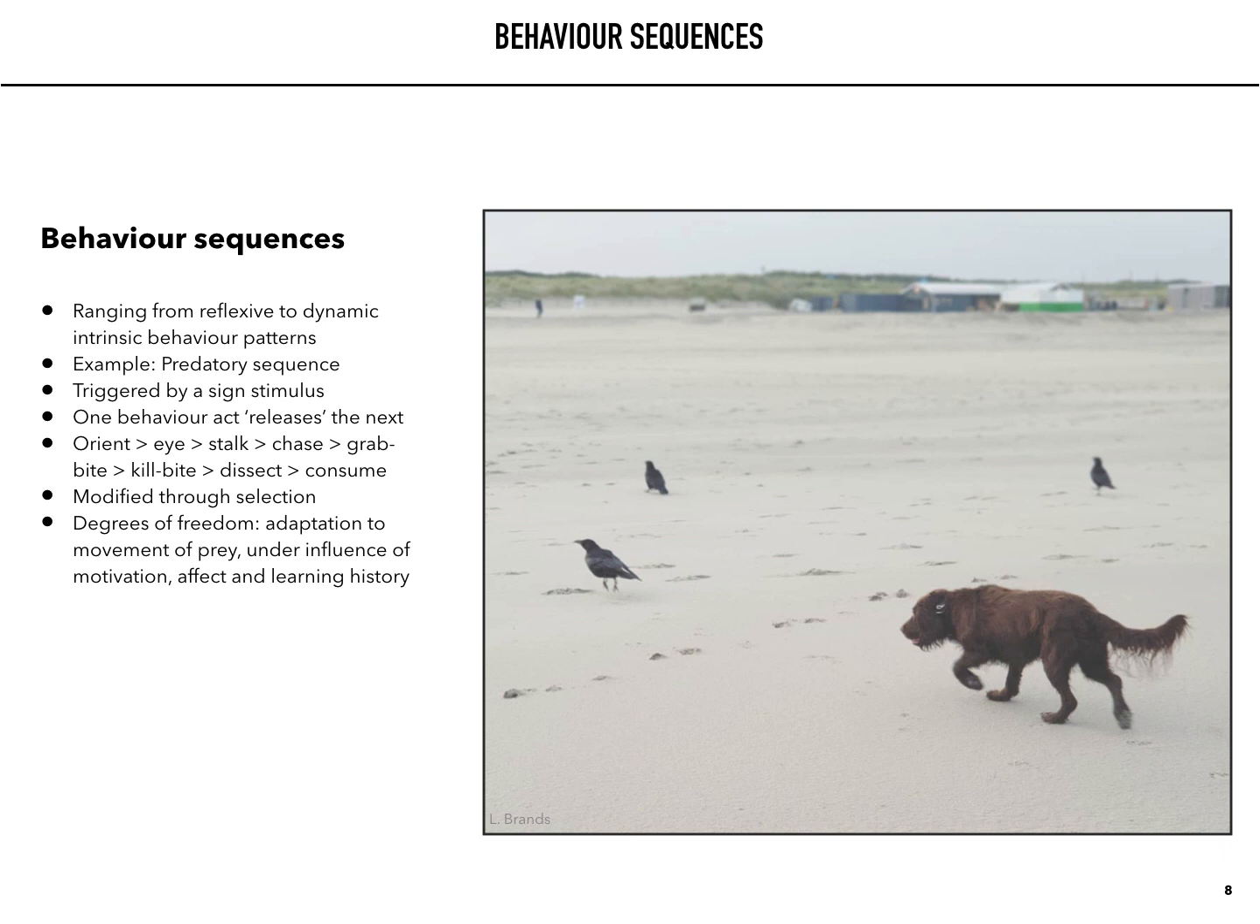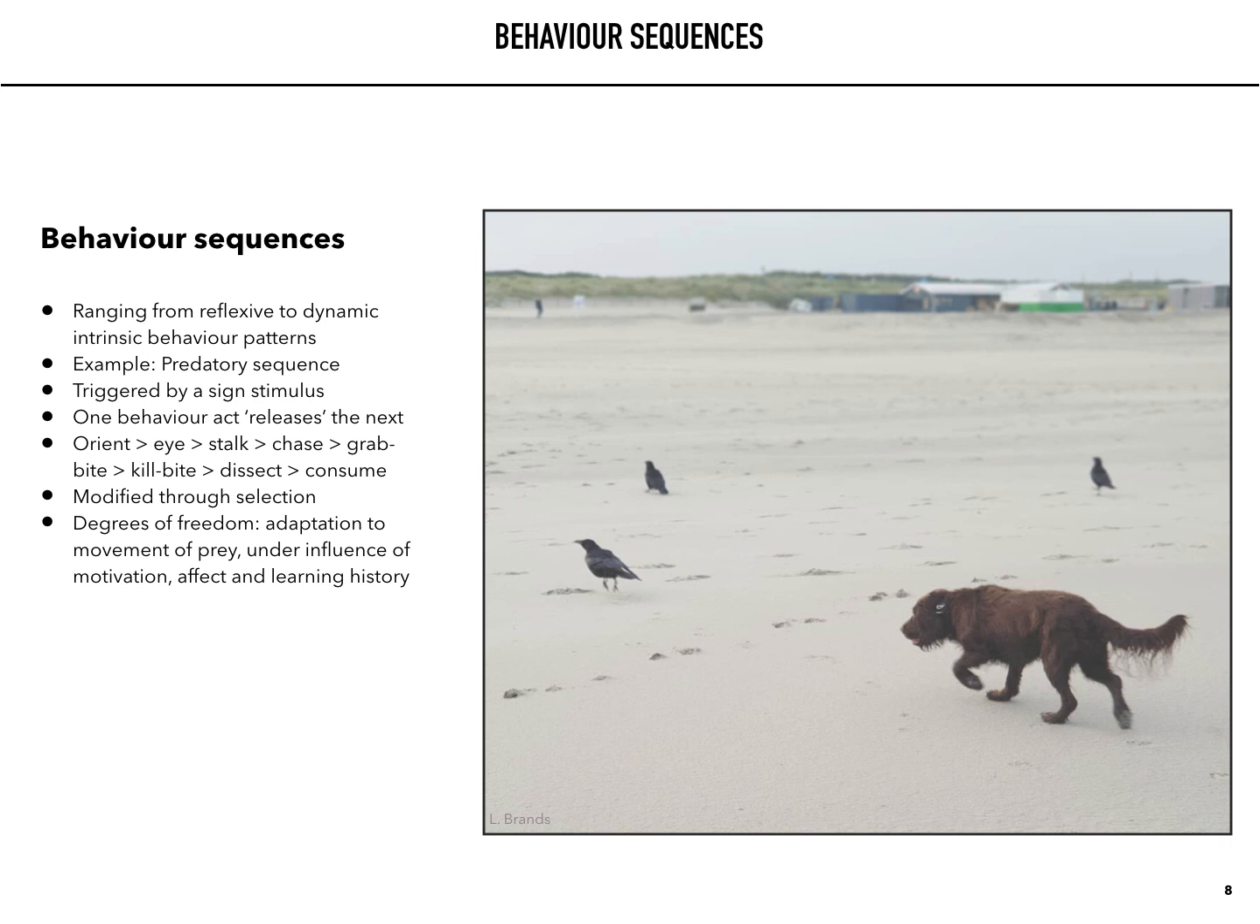Behavior sequences consist of behavior acts in which the first act leads to the following act, and so on. These sequences are responses to a sign stimulus, also called a key stimulus, which unlocks the sequence. For example, seeing a pheasant may unlock the stalking behavior act, which is part of the predatory motor sequence.